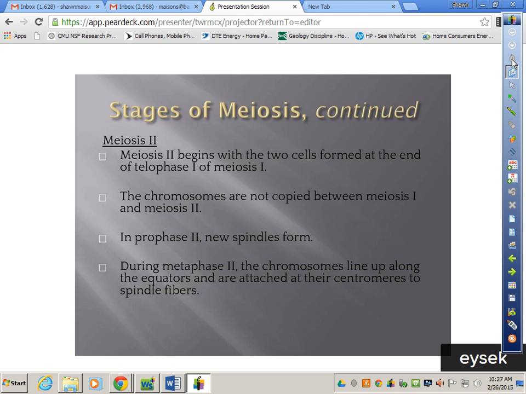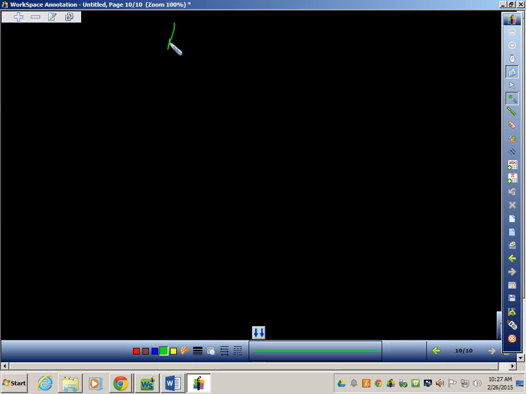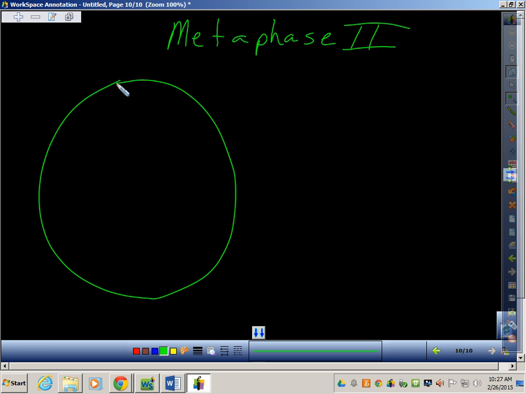So during metaphase 2, the chromosomes line up along the equators and are attached at their centromeres to spindle fibers. So nothing new. This looks just like mitosis in a way. So this is metaphase 2. And this is, of course, happening twice.